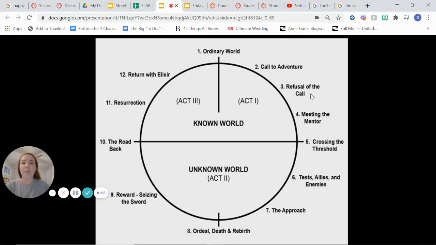At first, a lot of times there's a refusal of the call, where the protagonist doesn't really want to go out or have that adventure. Anna, because she loves her sister, doesn't have this stage too strongly.